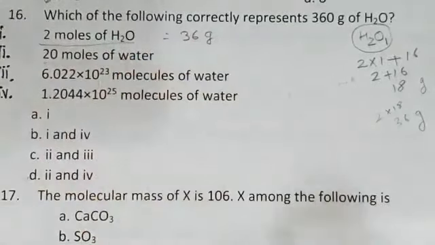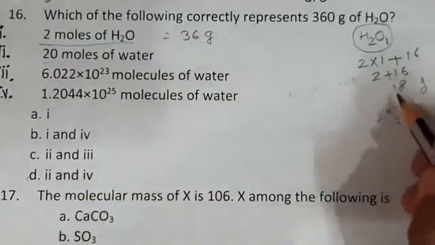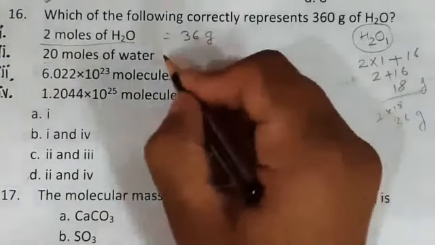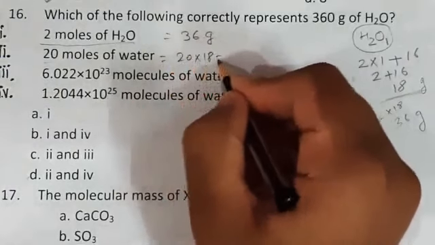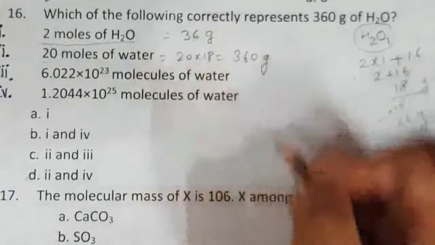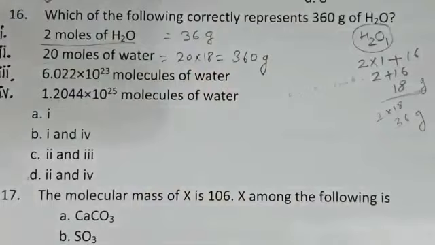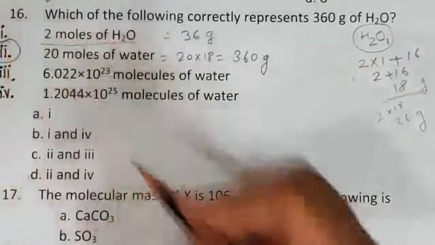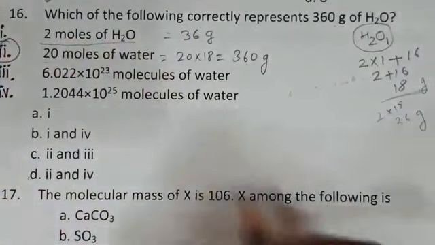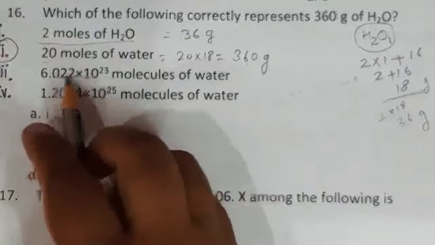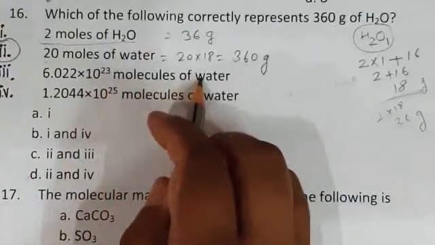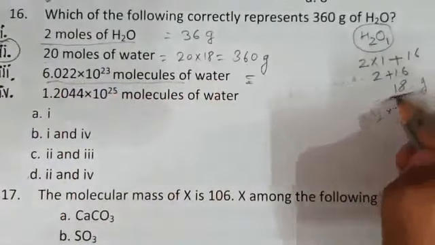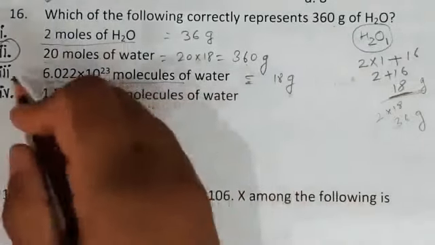20 moles of water. 1 mole is 18. 20 moles will be 20 into 18. That will be 360 gram. Okay, so 360 gram. The second statement is correct. It represents correctly. Calculate for third. 6.022 into 10 to the power 23 molecules of water means 1 mole. 1 mole is equal to how much? I calculated right now, 18 gram. So the statement is wrong.